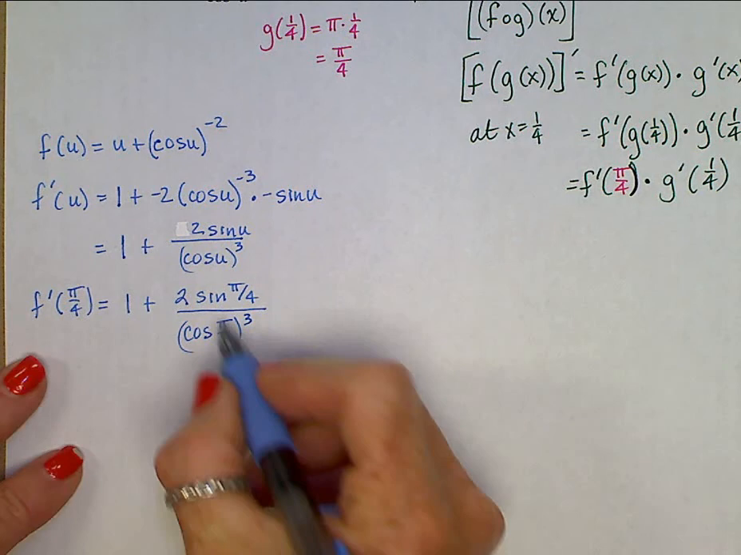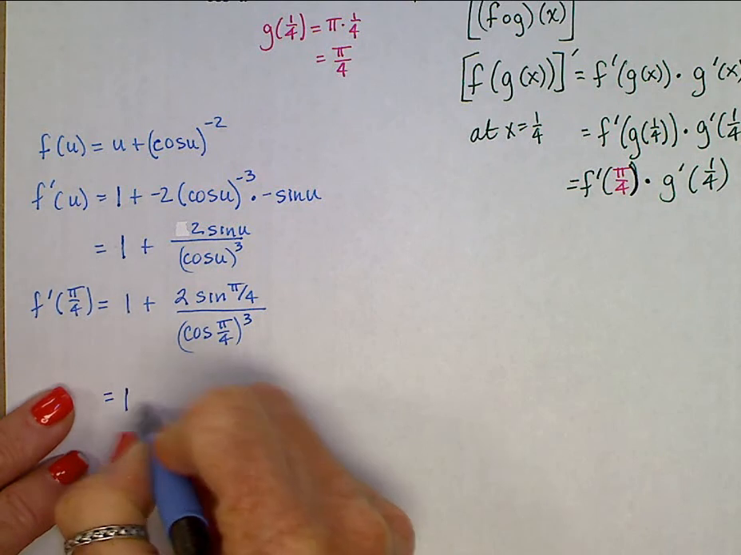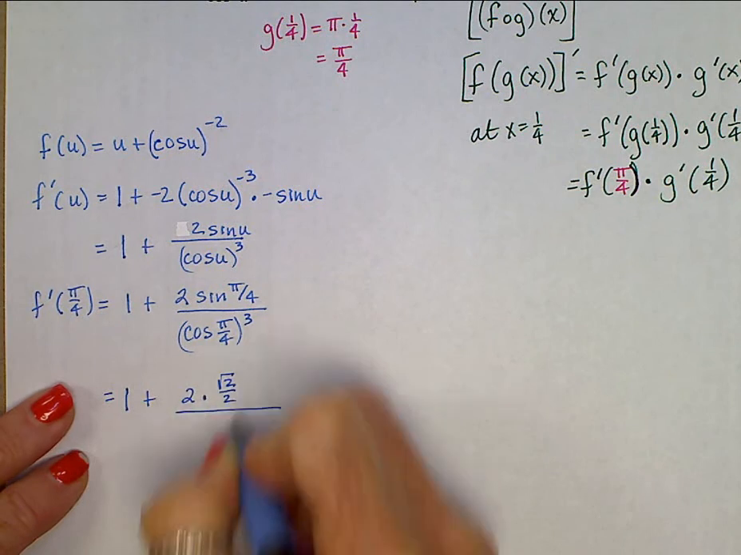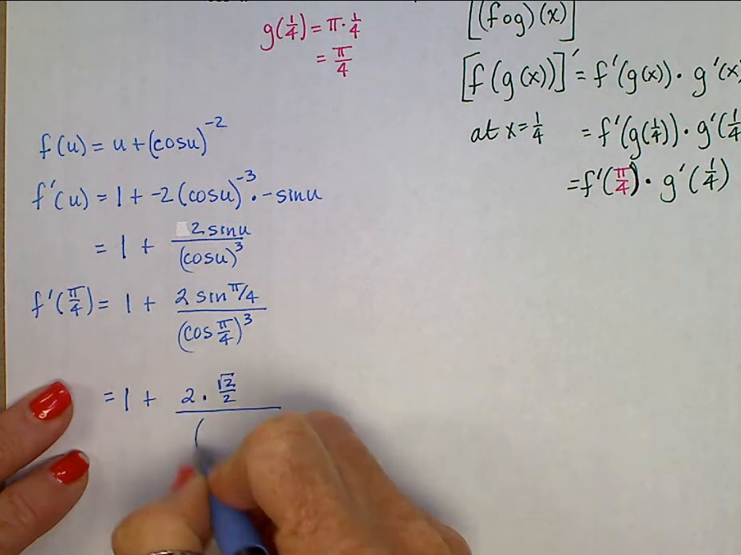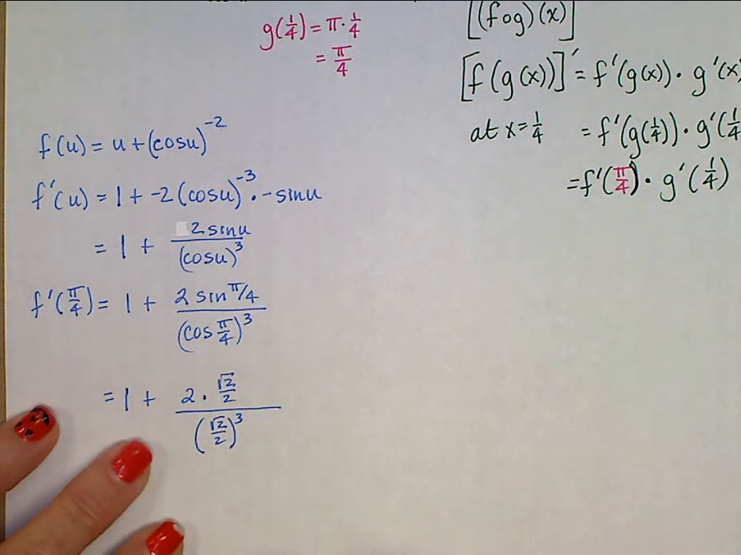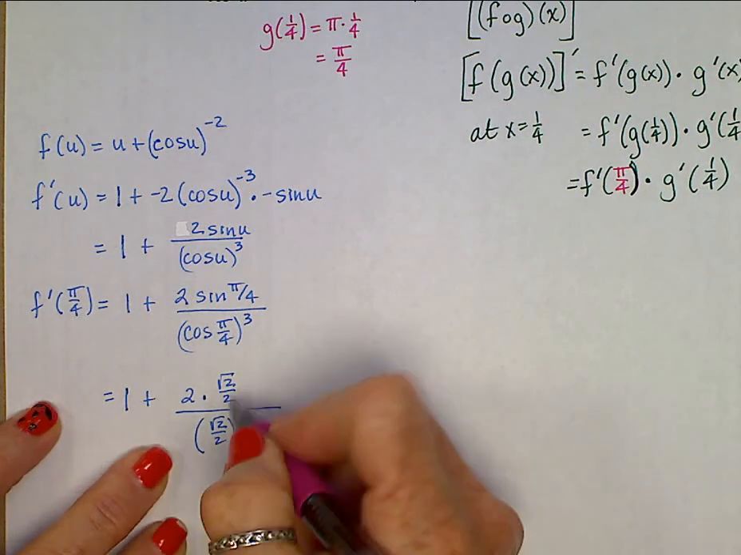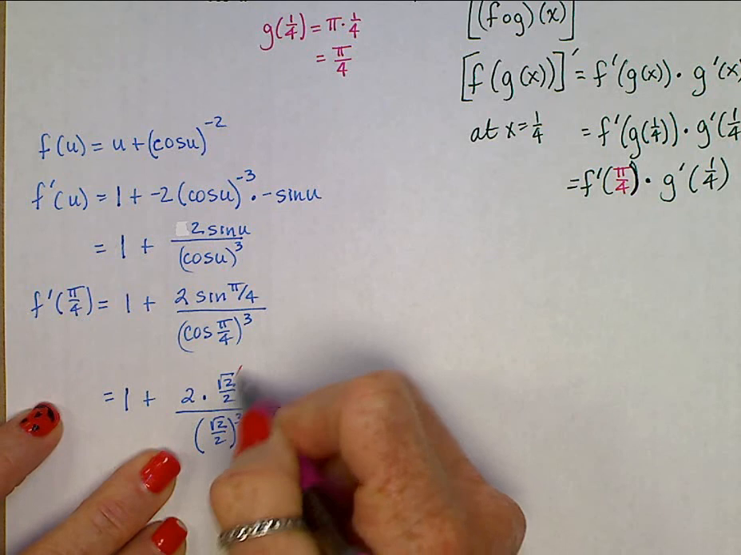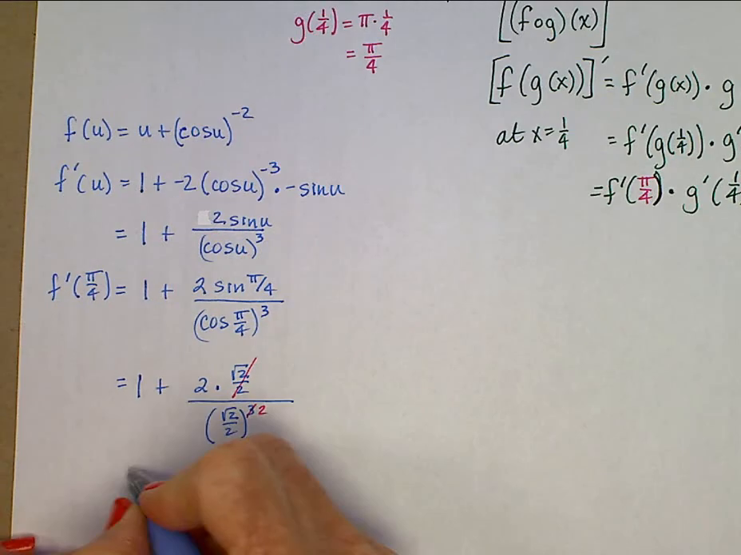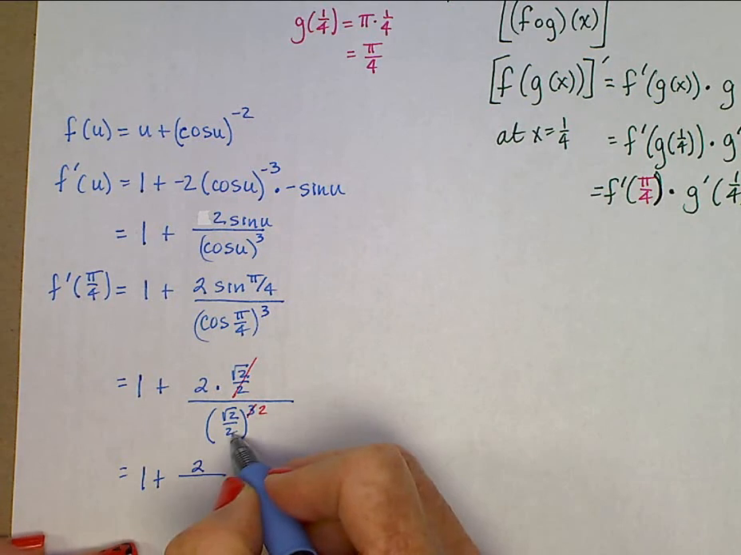All right, pi over 4, sine square root 2 over 2, cosine square root 2 over 2. So we have 1 plus 2 times square root 2 over 2 over square root 2 over 2 cubed. Now, one of the things you can do, rather than multiplying this 2 times that square root 2 over 2, look at this. Couldn't we take one of these square root 2 over 2's and cancel out one of them down here? So now we have 1 plus 2 over square root 2 over 2 squared.